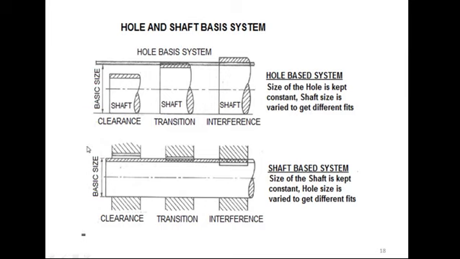Here the shaft size we have kept constant everywhere, and the sizes of the hole we have changed. When we are changing the sizes of the hole, either a clearance, a transition, or an interference fit takes place. So I think you have understood the basic difference between the hole based system and shaft based system. In the hole based system we are going to keep the hole constant. In the shaft based system we are going to keep the shaft constant.